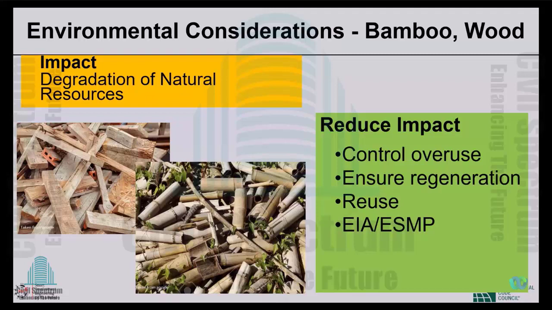This is important. So how can we reduce it? Control overuse, that is fundamental. If we need 10 bamboos, do not cut 20. Maybe we need it, but don't do that. Ensure regeneration. So you have to look not only at how much you are buying from a market, but at the source, how it regenerates. You have to look at where it is from, where it is brought from.